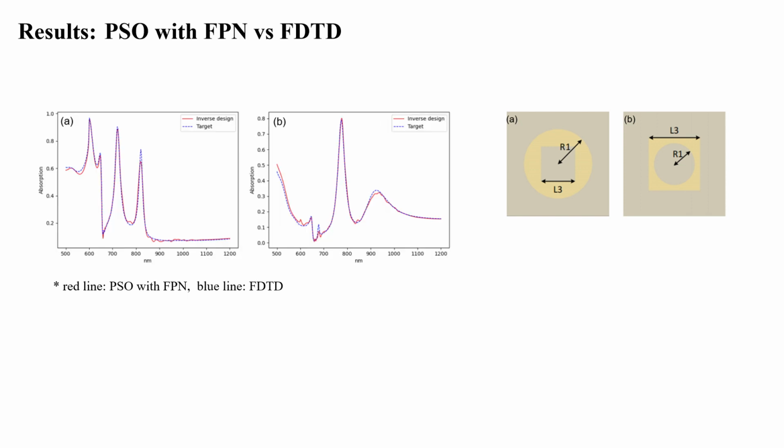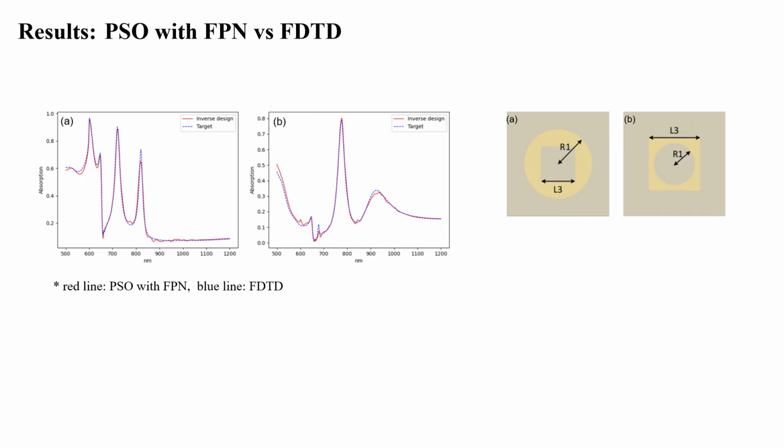And then we compare the data based on the FDTD methods and the data based on the FPN assisted PSO methods. So we can see that the absorption spectrum for both structures in the two methods are almost the same. So we can say that this is also very effective.